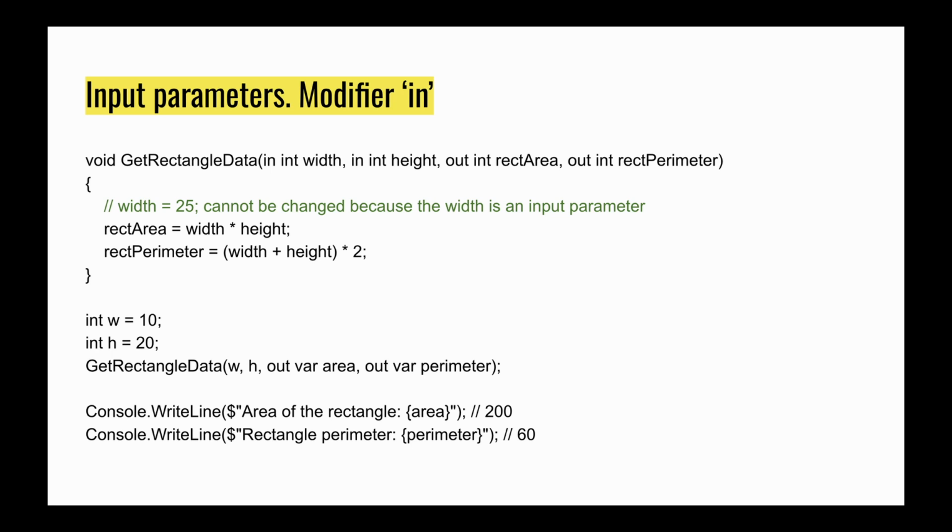Input parameters. Modifier in. In addition to output parameters with the out modifier, the method can use input parameters with the in modifier. The in modifier indicates that this parameter will be passed to the method by reference, but its parameter value cannot be changed inside the method. For example, let's take the following method.